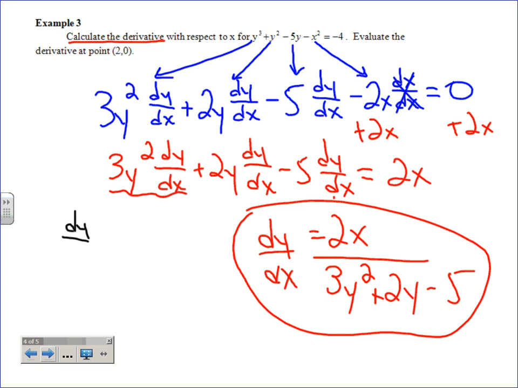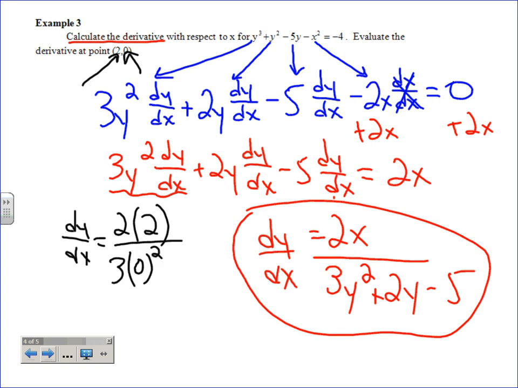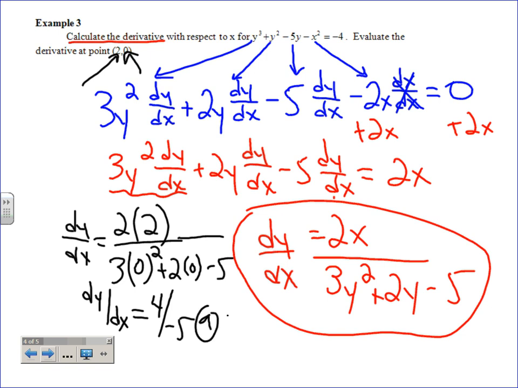So dy/dx, 2 times y2, just because it matches the other 2? No, x is right there. Y is right there. Put it in. Over 3 times 0 squared. Well, we really don't care at that point, right? Plus 2 times, oh yeah, we don't really care about that one either. Minus 5. So the derivative equals 4 over negative 5 at (2, 0). What's that mean?